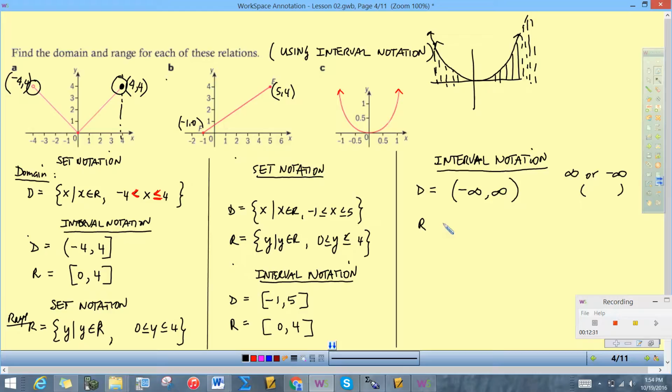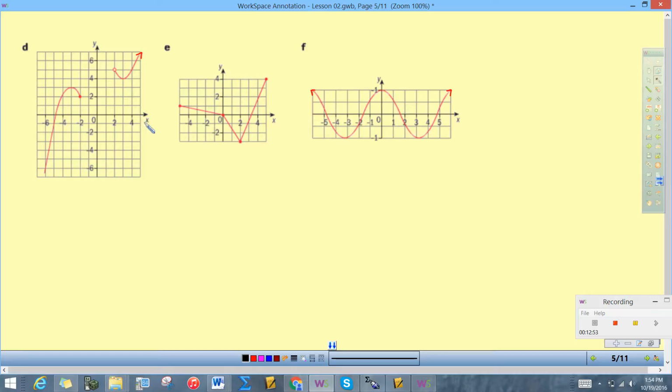Okay, so if I now look at the range, well, the range seems to start at 0, and then it seems to go on forever up, going above the x-axis, so that our range would go from 0, which is included, all the way to positive infinity, which is not included. Okay? All right. So we have a few more examples here. Let's take a look at D, and maybe we'll go on to F. Okay, we'll do D, and then we'll do F.